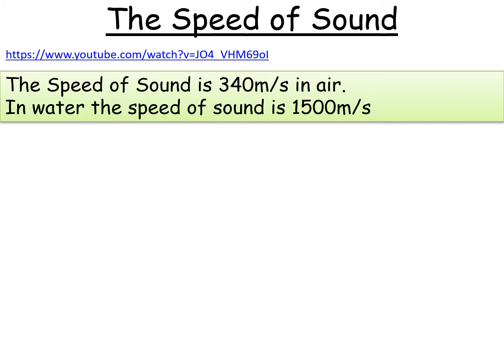Moving on now, we're going to look at the speed of sound first of all. The speed of sound is 340 meters per second in the air, and the speed of sound in water is 1,500 meters per second. Could you copy these two down? You're not expected to remember these. They are provided for you in a data sheet. But hopefully you will at least remember this one because we're going to be using this one quite a lot.